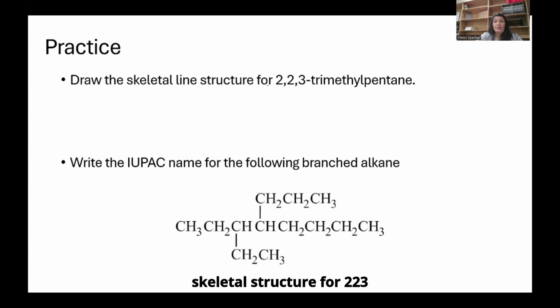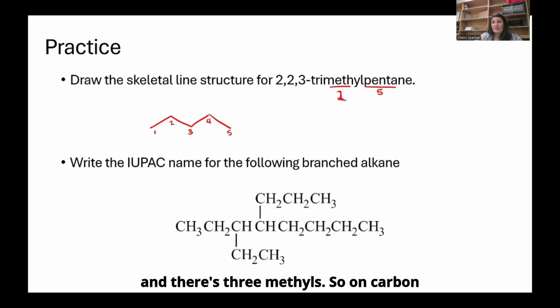Okay, draw the skeletal structure for 2,2,3-trimethylpentane. I'm going to first do my zigzag conformation. Pentane, pent is 5. So this is 1, 2, 3, 4, 5. Trimethyl, methyl means meth is 1 carbon substituent, and there's 3 methyls. So on carbon 2, I have 1 methyl, 2 methyls, so my 2's are gone. And on carbon 3, I have 1 more methyl.